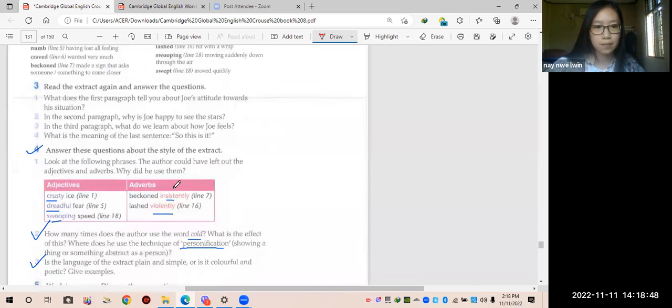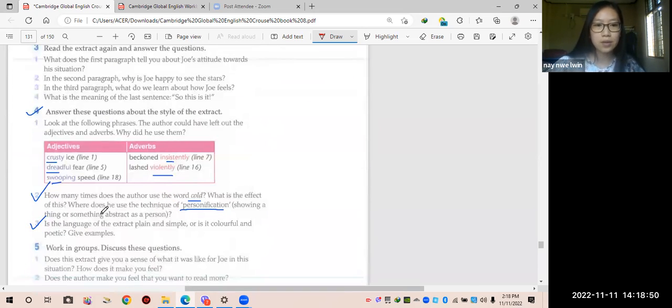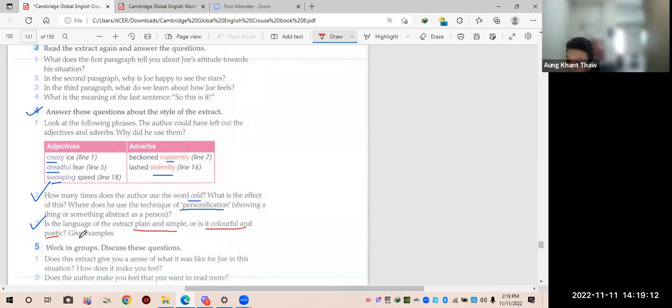Okay. So next, number 3. There is a language of the Israel playing and symbol. Is it colorful and poetic? Alright, and give examples there. So is it symbol, or is it colorful or poetic? How do you feel? Colorful and poetic. Yes, colorful and poetic.